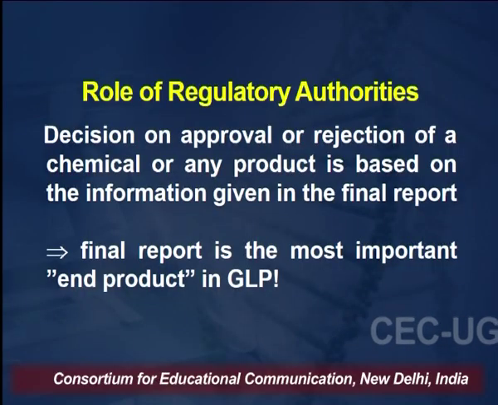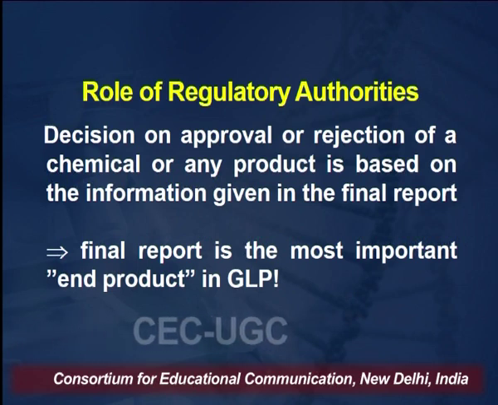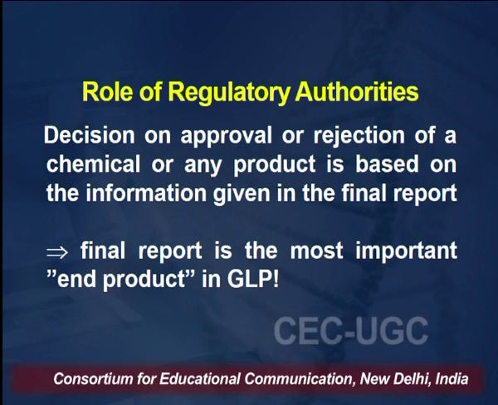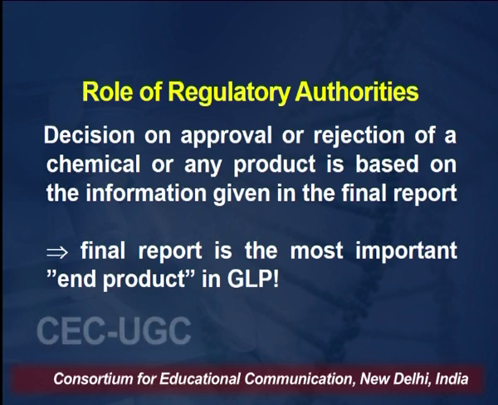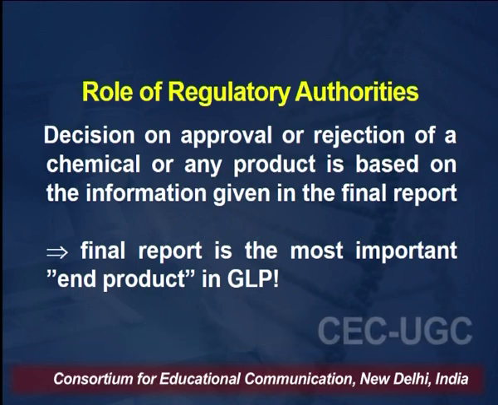Now, the role of regulatory authorities becomes important by using these 10 principles of GLP. The decision on approval or rejection of a chemical or any product is based on the information given in these GLP principles. The final report is the most important end product in GLP, and it is reproducible and traceable. That is why the regulatory authorities require test reports as per GLP.